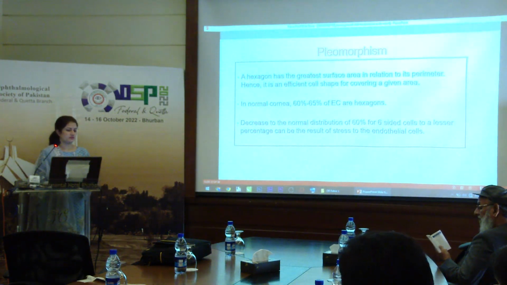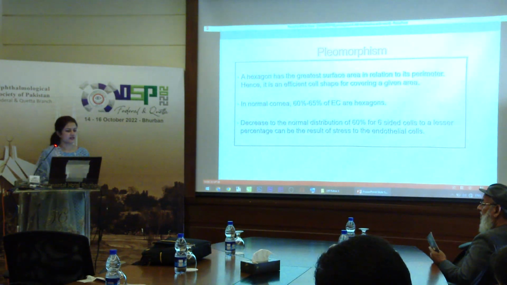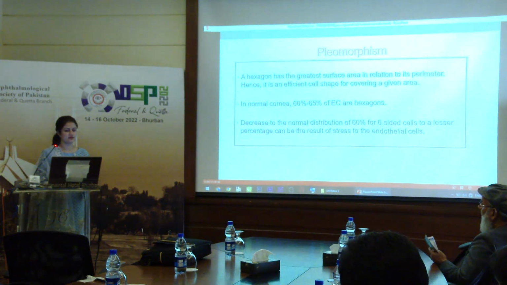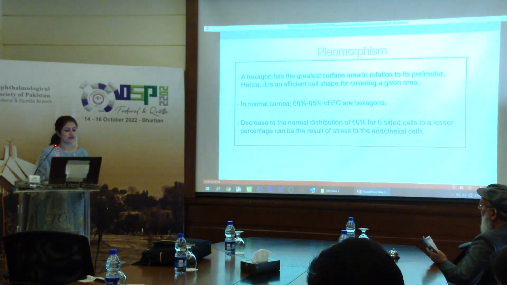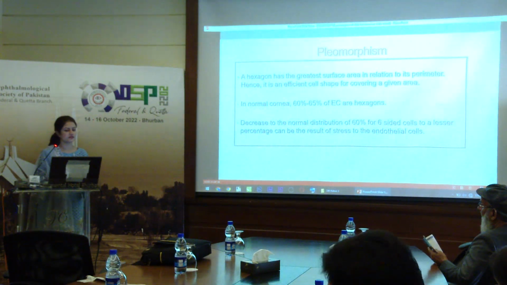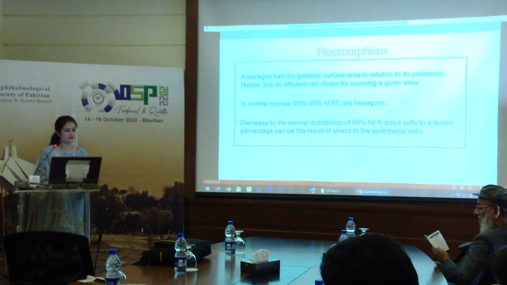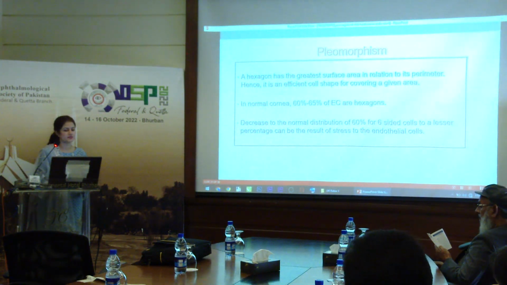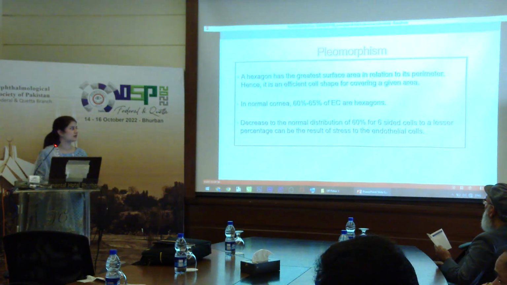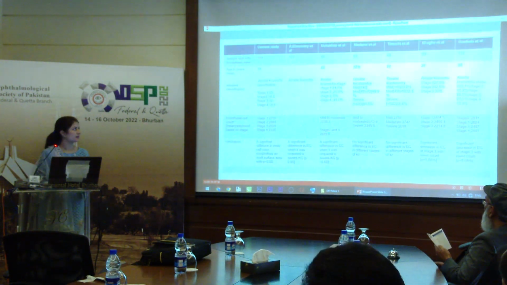Pleomorphism means a change in the cell morphology. A hexagon has the greatest cell surface area in relation to its perimeter. However, it is the most efficient shape for covering a given area. In a normal cornea, 60 to 65% of the cells are hexagons. A decrease from the normal distribution of 60% six-sided cells to a lesser percentage can be the result of stress to the endothelial cells.